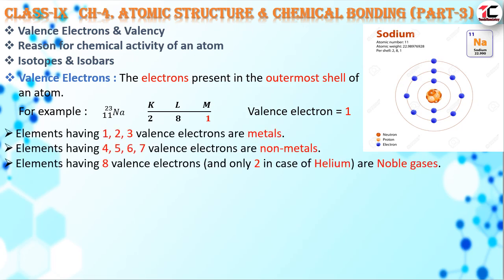Let us see some things regarding the valence electrons. Elements having 1, 2 and 3 valence electrons are metals. Elements having 4, 5, 6, 7 valence electrons are non-metals, and elements having 8 valence electrons, or 2 valence electrons in the case of helium, are noble gases.